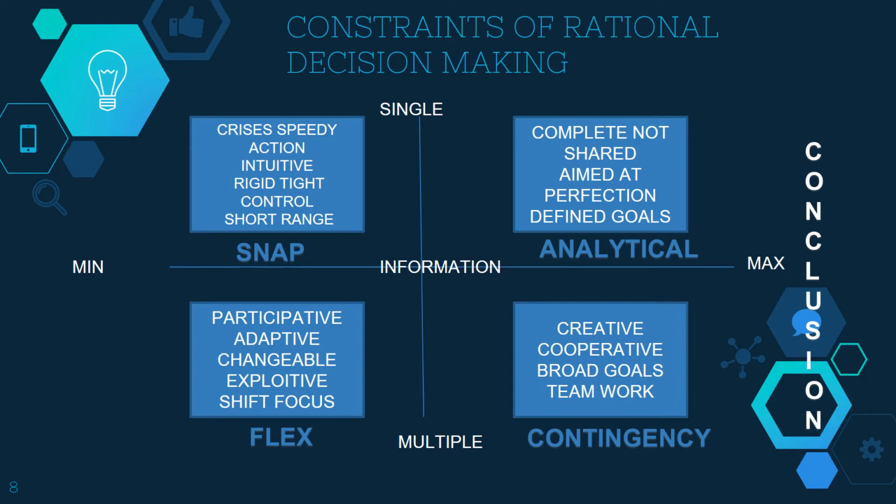Constraints of rational decision making. In the snap box, we may make snap judgments, and most of the time, it's in short range. The analytical box pertains to defining goals, and sometimes you can be so perfectionist. In the flex part, there is adjustment and being flexible. And lastly, the contingency is more like team building before reaching conclusions. Basically, these parts are component activities in decision making.